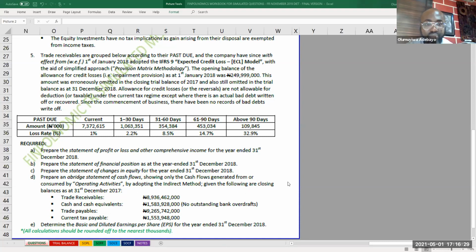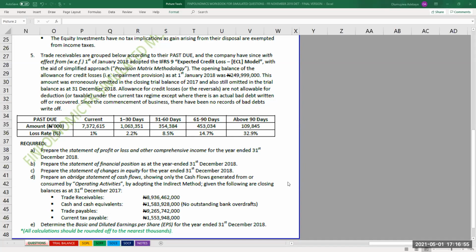Provision matrix methodology. The opening balance of the allowance for credit losses, that is impairment provision, as of 1st of January 2018 was 249,999,000 naira. This amount was erroneously omitted in the closing trial balance of 2017 and also still omitted in the trial balance as of 31st December 2018.